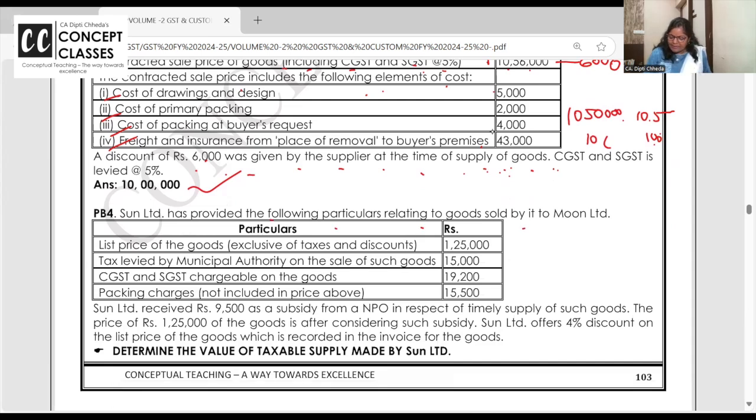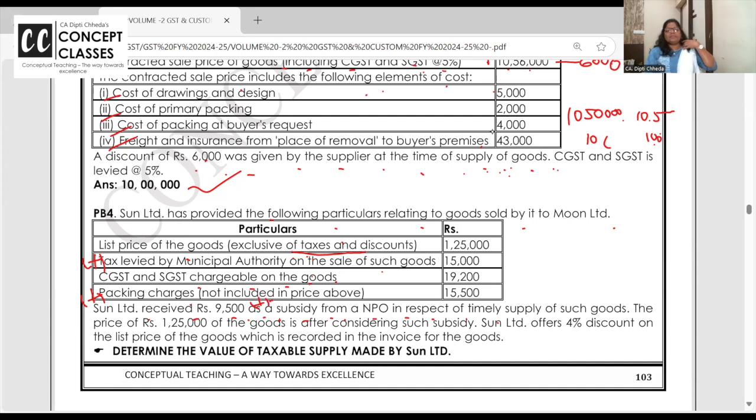Sun Limited has provided the particulars. List price this time is excluding taxes and discount. Now taxes levied by municipal authority. So this is excluding the taxes. So okay, if it is excluding CGST, SGST, no problem. But other taxes are to be added. CGST, SGST is there, but it is excluded. So rehne do. It is anyhow to be excluded. Packing charges not included, and Sun Limited received 9,500 subsidy of NPO.